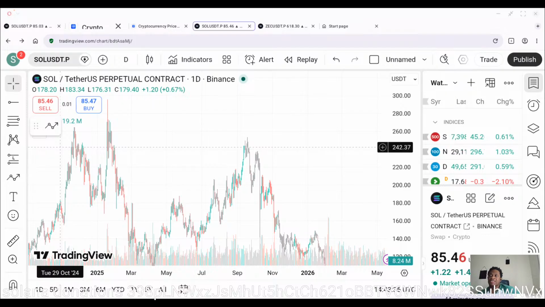This Solana has been dipping so much. It's concerning. It feels like they know something we don't know, you know? What's going on here? Where's the screen gone?